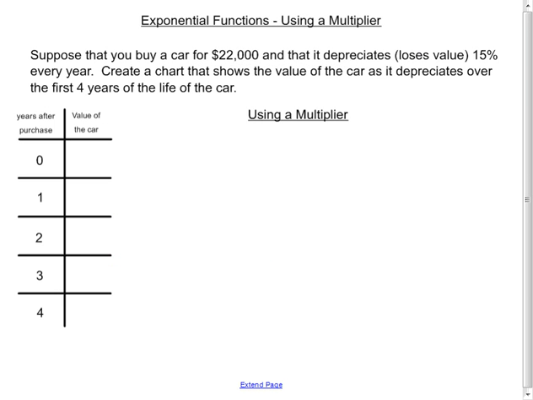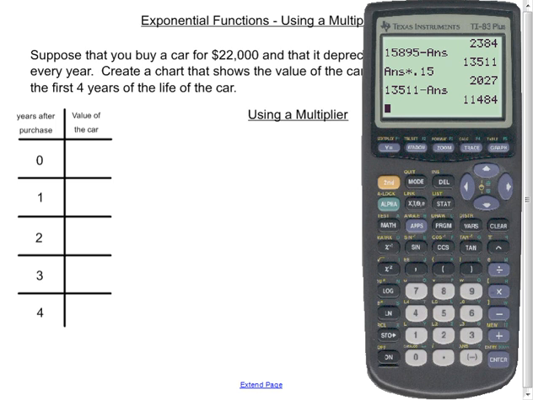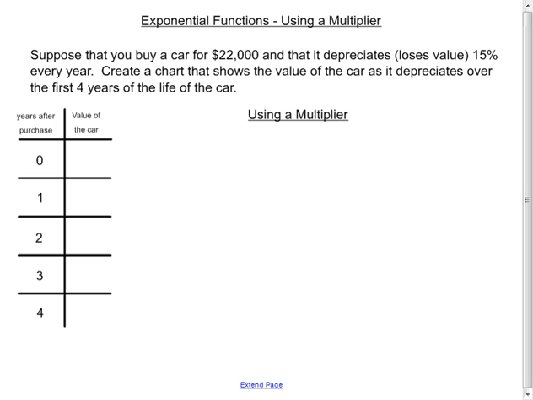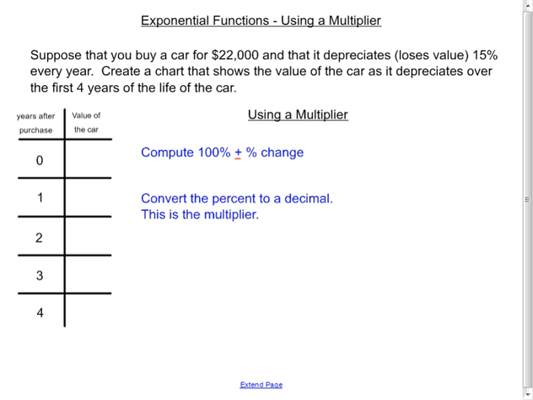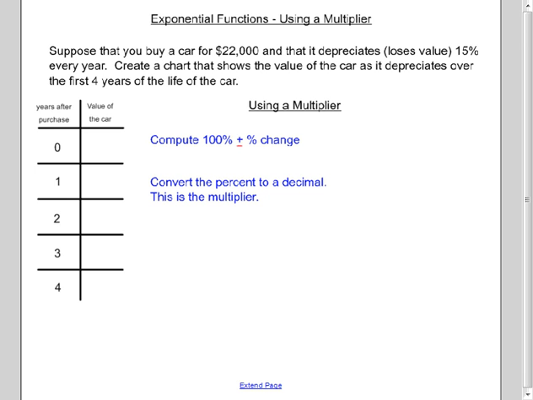But let's try and look at this a little different way. Okay? Same problem. I'm going to say we're going to use a multiplier. And using the multiplier is a little different. The first thing we're going to do is compute 100% plus or minus the percent change. And in this case, it's obviously going to be minus because the car is losing value. And then we're going to convert the percent to a decimal. This is the multiplier.